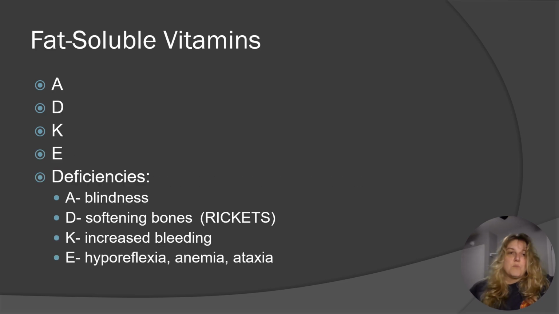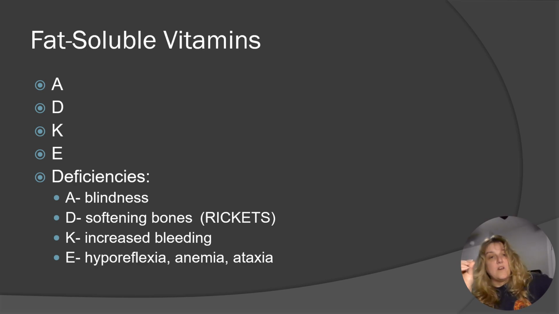The way I remember this, if you can remember A, D, K, and E as your fat solubles, A, D, K, and E, fat soluble A, D, K, and E. The others are your non-fat soluble. So your A, D, K, and E are your fat soluble. The B and C are your water.